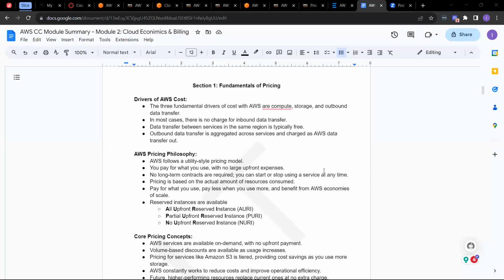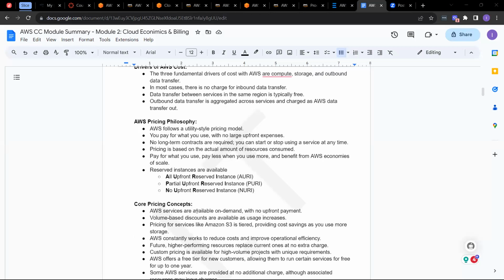And there is also partial upfront. With partial upfront, you pay part of the cost of the reservation that you are making, and then the rest is charged at a discounted hourly rate. You know that the instances are charged per hour used, right? So you pay part of it, and the rest is charged at a discounted rate per hour used.